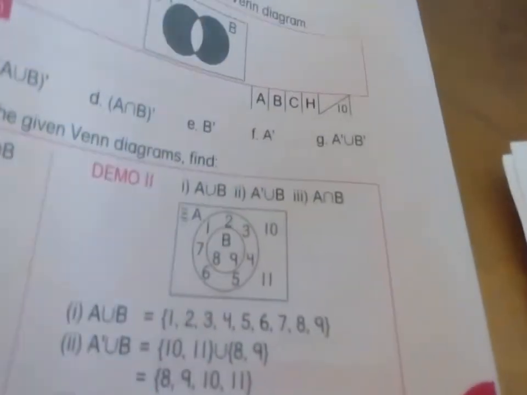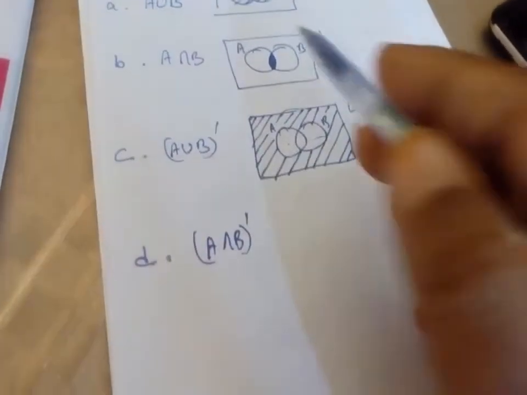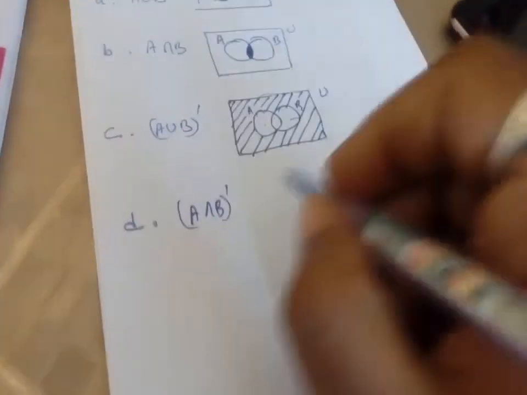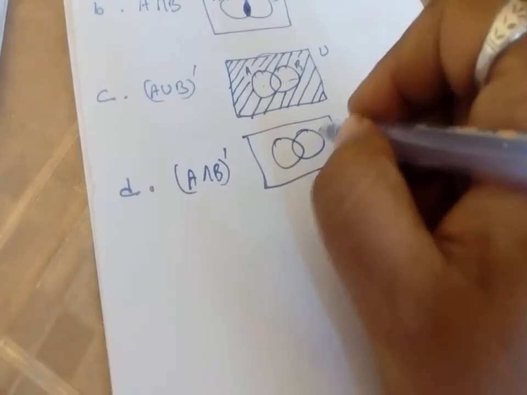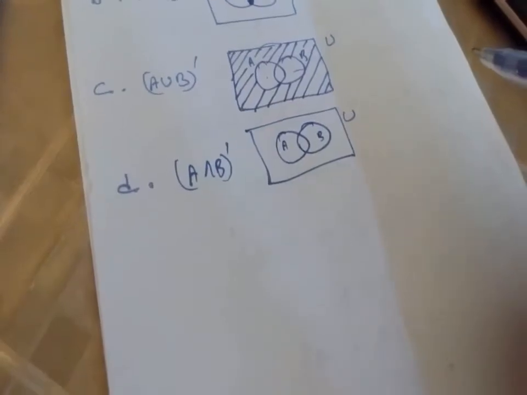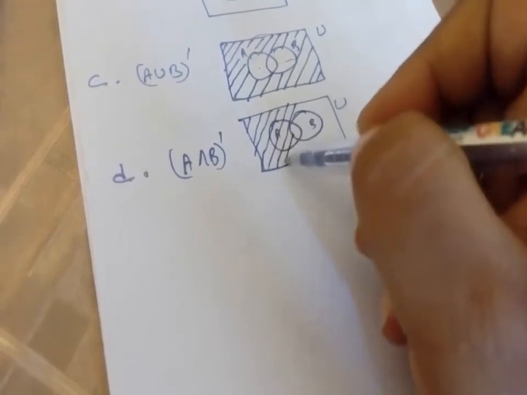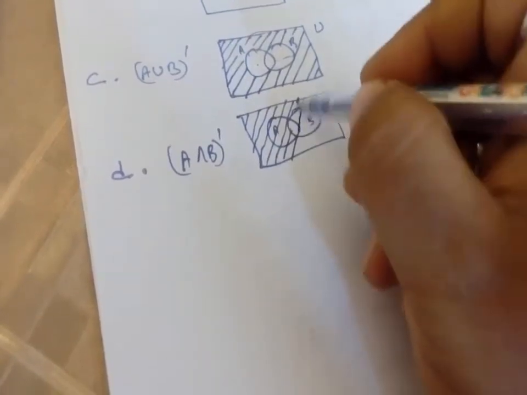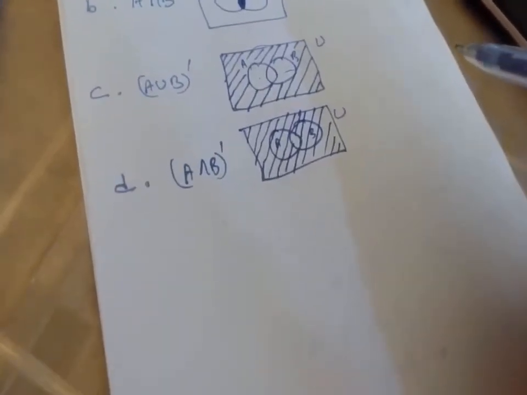Question number D is asking you A intersection B whole complement. Again, A intersection B we have already drawn. So we have to now shade all the part which is not in A intersection B. Again, the universal set, set A, B. This is B, this is A. Now the middle part is the A intersection B. So shade everything else apart from that intersection part. So this will give you A intersection B whole complement.